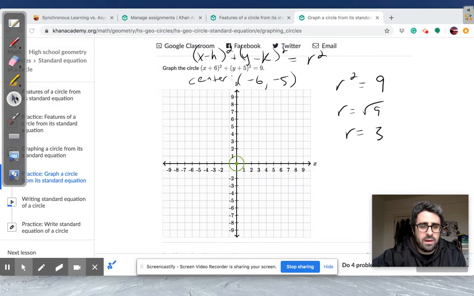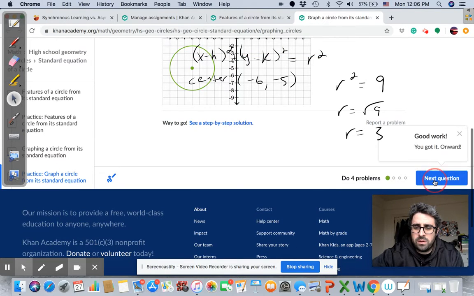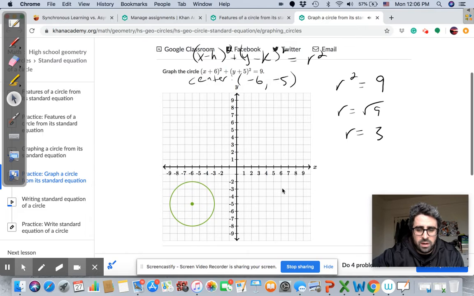So I'm just going to drag this center to -6, -5, which is right there. Let's just check. Yep. And then I'm going to drag the circle 3 units. So I'm just going to check, is the radius 3? Yes. So I have 3 boxes from the center to each side of the circle. So therefore, this is the correct circle. Let's check really quickly. And yes, that's correct.